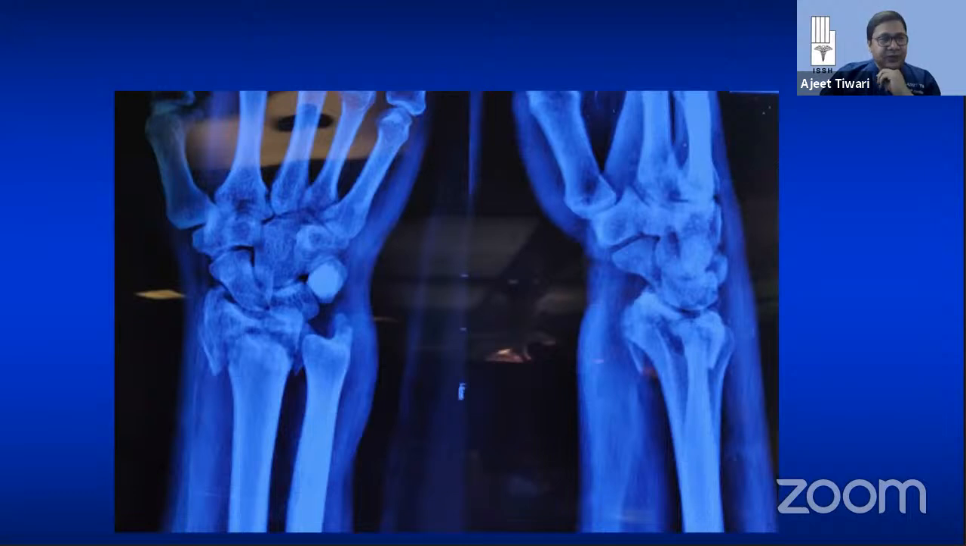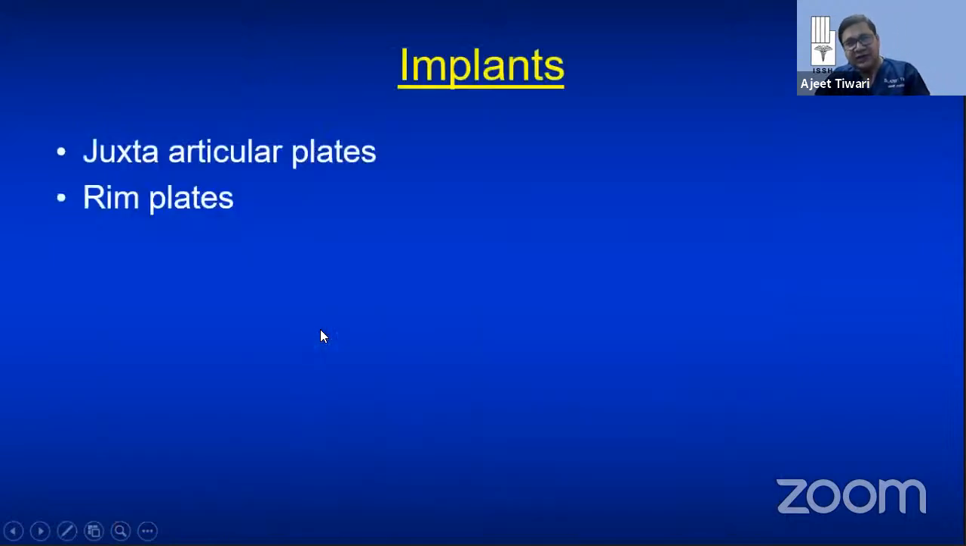Okay. Yeah. Thank you. So if you see this X-ray, there's a fracture on this side. There's a fracture on the dorsal and the volar side. Already I've described it.